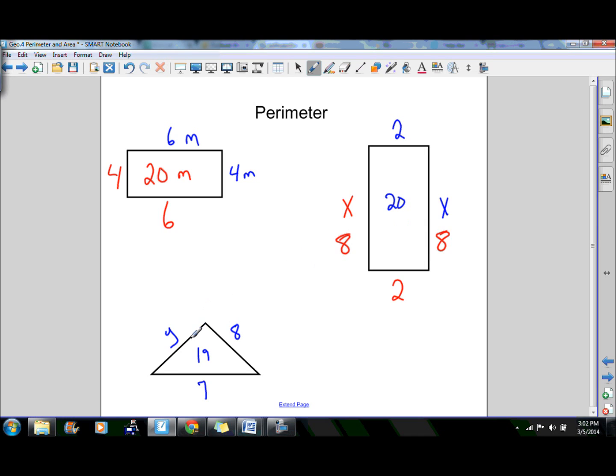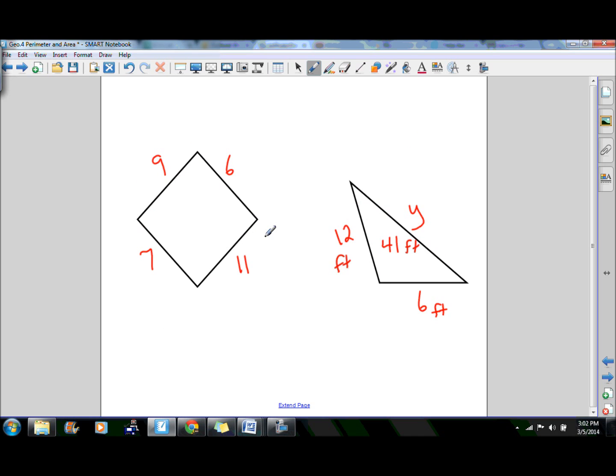Now, for triangles, perimeter is going to be the same. It's still just the outside of the figure. Therefore, 8 plus 7 is 15. So y in this case has to be equal to 4 to make the total perimeter be 19. Try these on your own and see what you get.